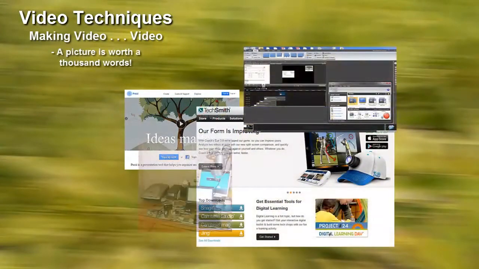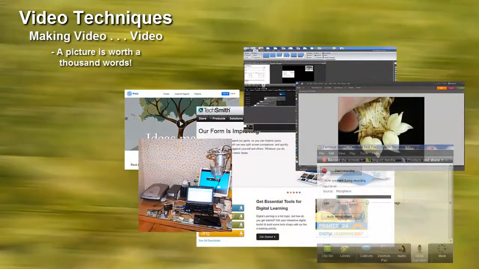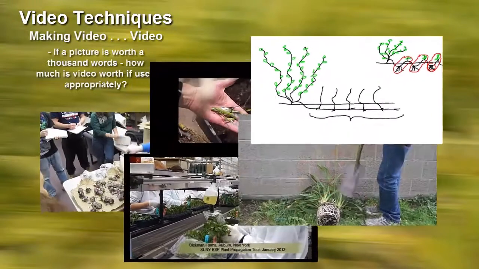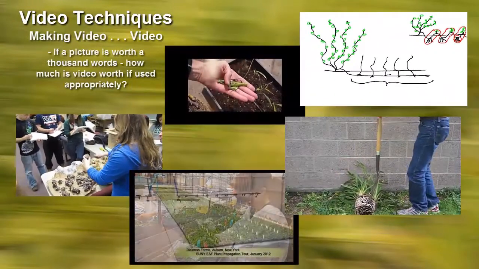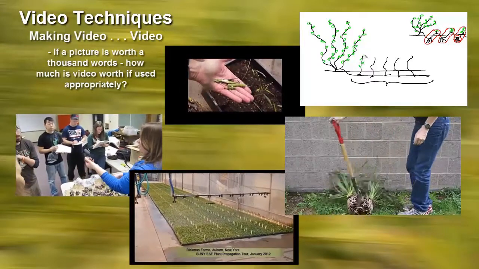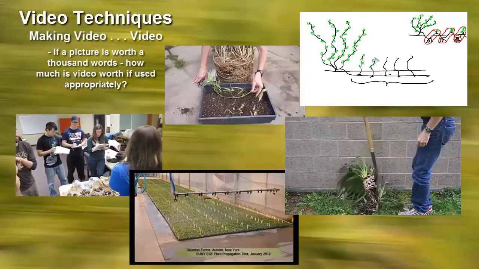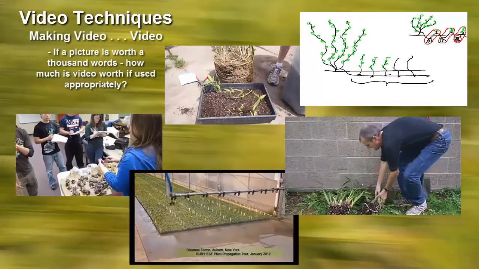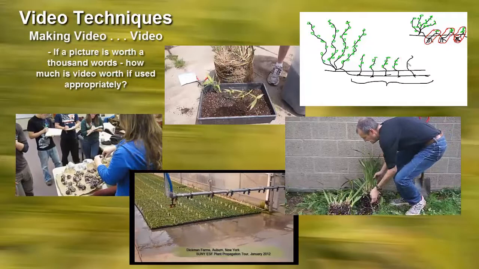Obviously, a lot of images is very helpful. As the saying goes, a picture is worth 1,000 words. On a much larger scale, Dickman Farms, a contract propagator. And if a picture is worth 1,000 words, how much is video worth? And the more video you can add, the more engaged in many instances a viewer becomes, and the more thoroughly you can explain points that you're trying to make.